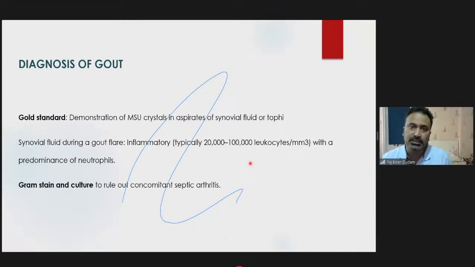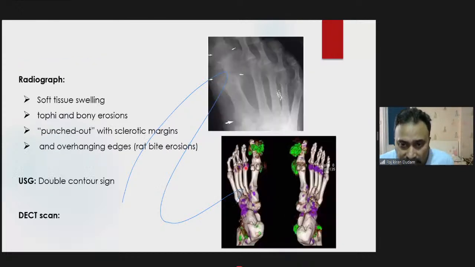In such a condition, generally what we do is we tap the fluid or we take out the tophaceous material, simply make a slide, put a cover slip, and look at it under the microscope immediately. You will notice very beautiful needle-shaped crystals which are suggestive of gout. And the synovial fluid count is usually inflammatory and Gram stains are negative. In chronic gout, you have an entirely destroyed joint. In our center, we do a lot of ultrasounds to identify gout. In early gout, if the joint is not destroyed, we can see a double contour sign. I'll show you what it is in the next slide.